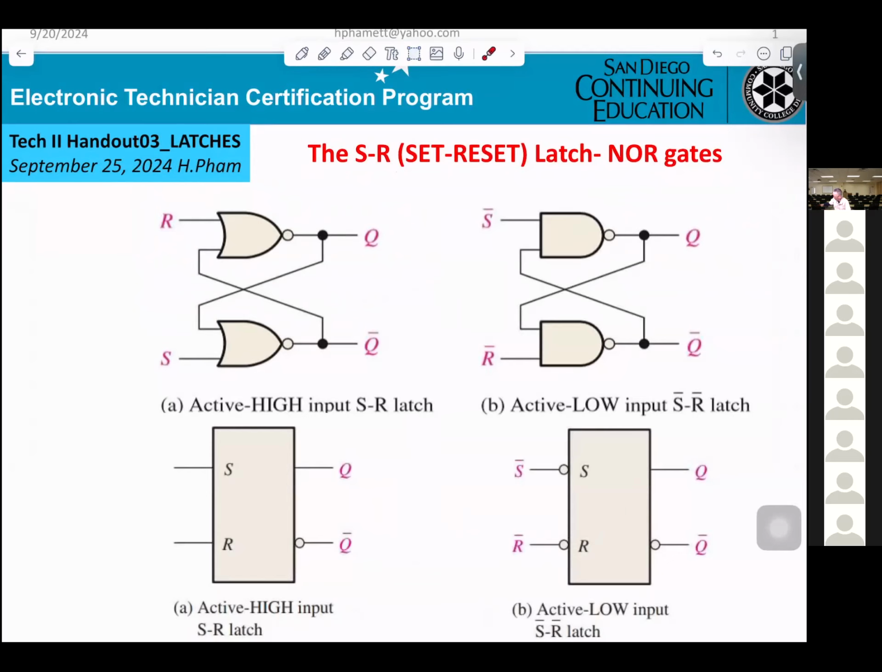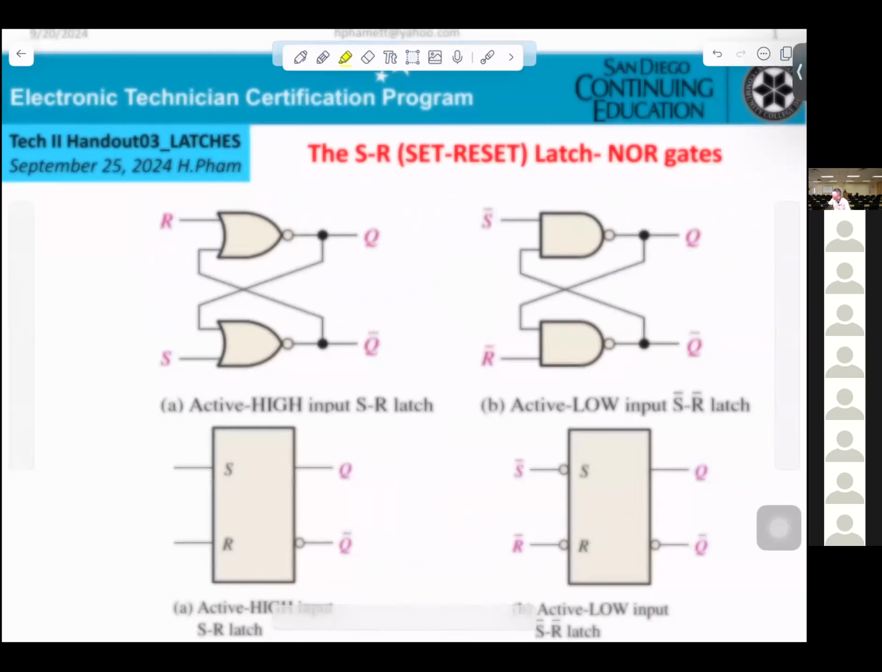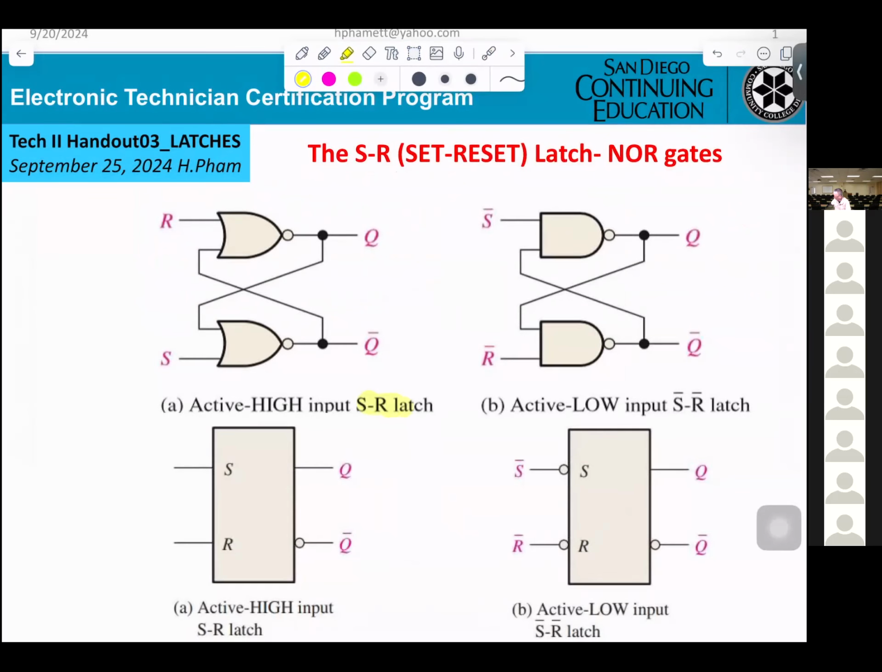What they say: active high input, and just the name, active low. The only thing is, if you get input, either 0 or 1, you're able to calculate the Q. And now, this is the symbol here.